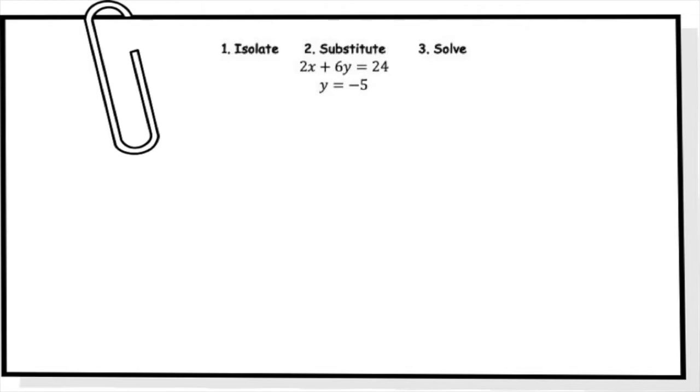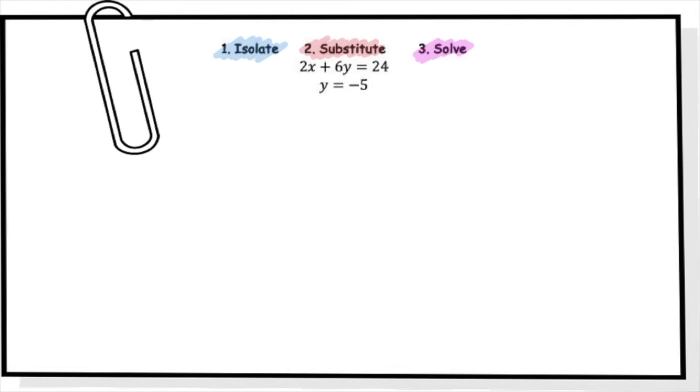So for us to use substitution, we are going to focus on 3 simple ideas. Idea number 1, isolate. Idea number 2, substitute. And idea number 3, solve. Okay? So this is the way that it works.